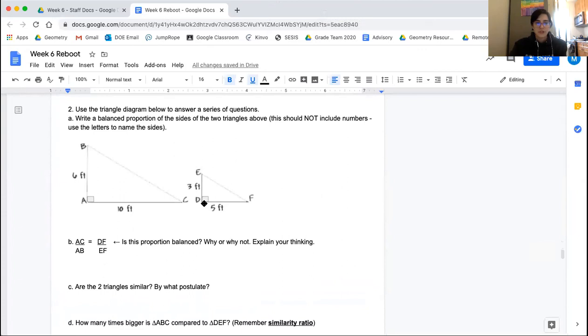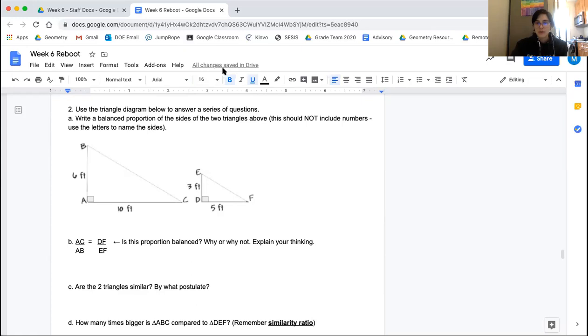Now we're going to do question 2. This is now thinking about balancing proportions, which is one of the pieces of our notes. So it says, use the triangle diagram below to answer a series of questions. Part A, write a balanced proportion of the sides of the two triangles above. This should not include numbers. Use the letters to name the sides.